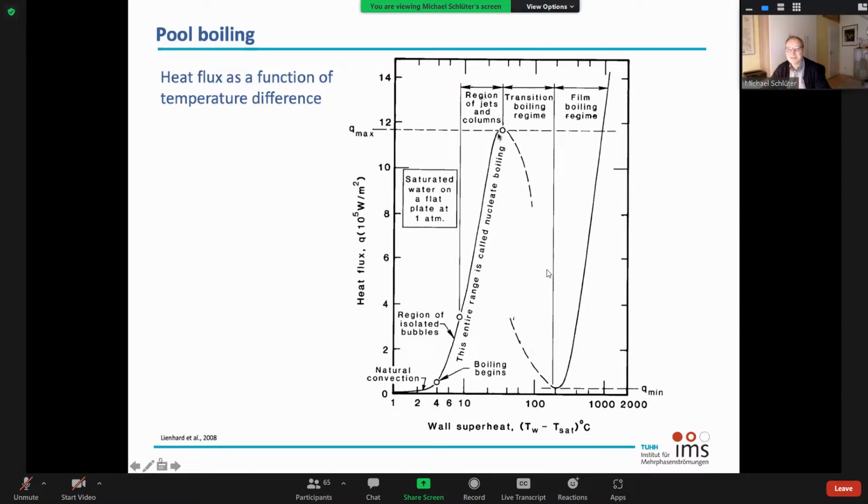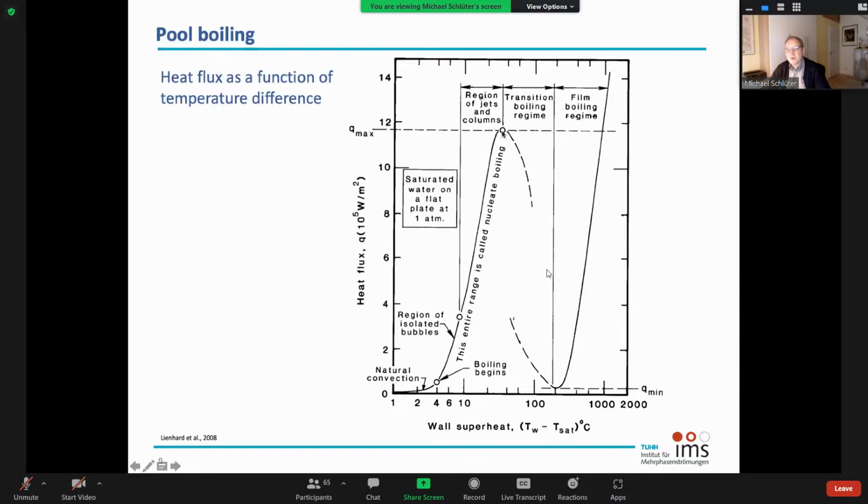So now something interesting happens, and something unfortunately extremely dangerous happens, because if you are at this point here, then you will say, oh, wonderful, we just increase the superheat, and this increases the heat flux. So we can try to go here to a superheat of 200 or 300 or 400 degrees Celsius, and we will get a tremendously high heat transfer. But unfortunately, at a certain point here, suddenly, and really suddenly, and this is a dangerous situation, the heat flux breaks down.